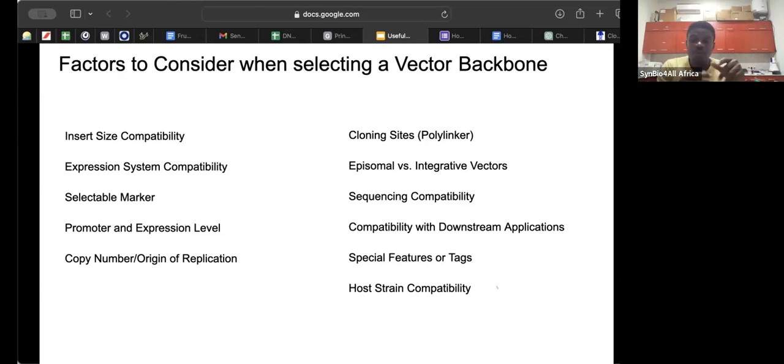And you also have to look at the host strain compatibility, right? Some vector backbones work in yeast, other backbones work in bacteria. So you have to look at what strain you are using, what host you are using, and then you can decide what backbone you need to select.